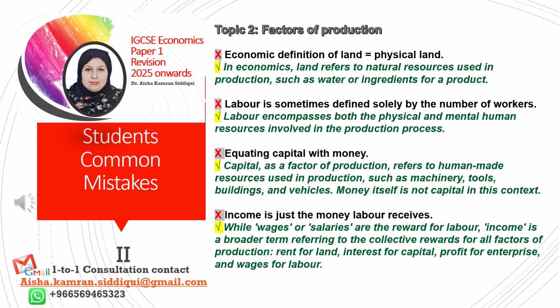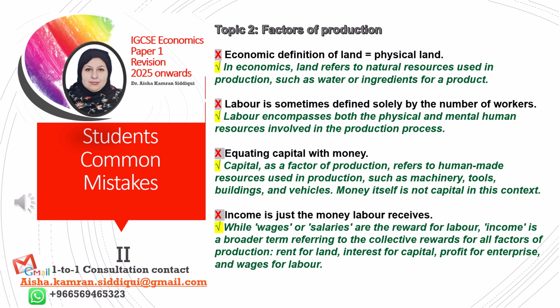The second mistake is how they define labor. Labor is sometimes defined solely by the number of workers, whereas labor involves both the physical and mental human resources involved in the production process. Third, equating capital with money. Capital, as a factor of production, refers to human made resources used in production, such as machinery, tools, buildings, and equipment. Money itself is not capital in this context.